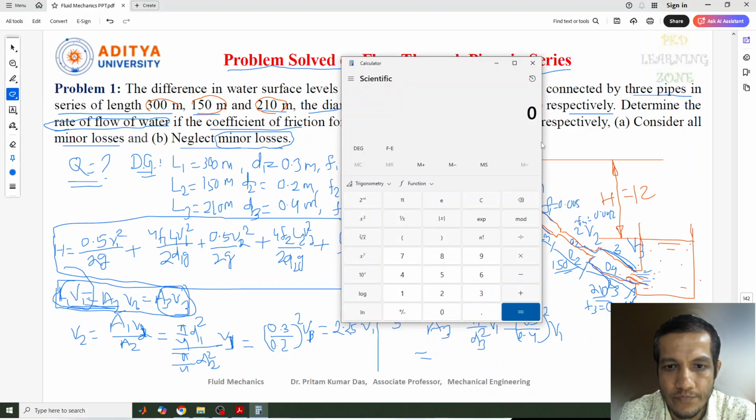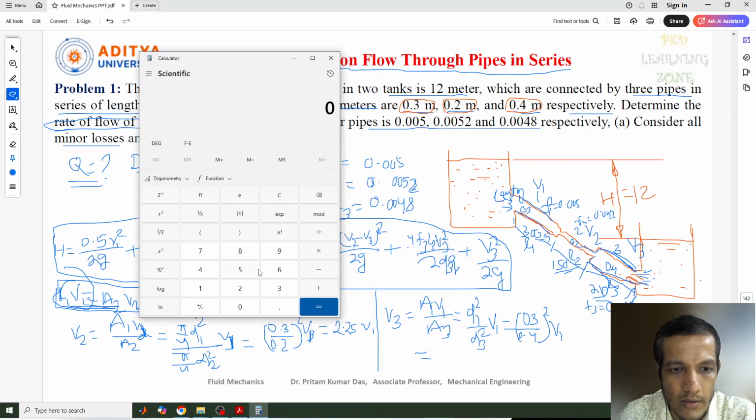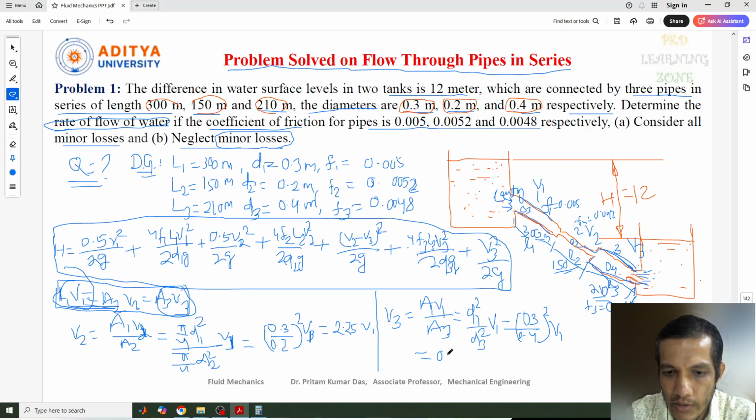Again it will be 3 by 4 square, 0.5625. So this is 0.5625 V1. See, now V3 I have written in terms of V1, and V2 also in terms of V1, and V1 is already there. So now we'll put all these values in this equation.